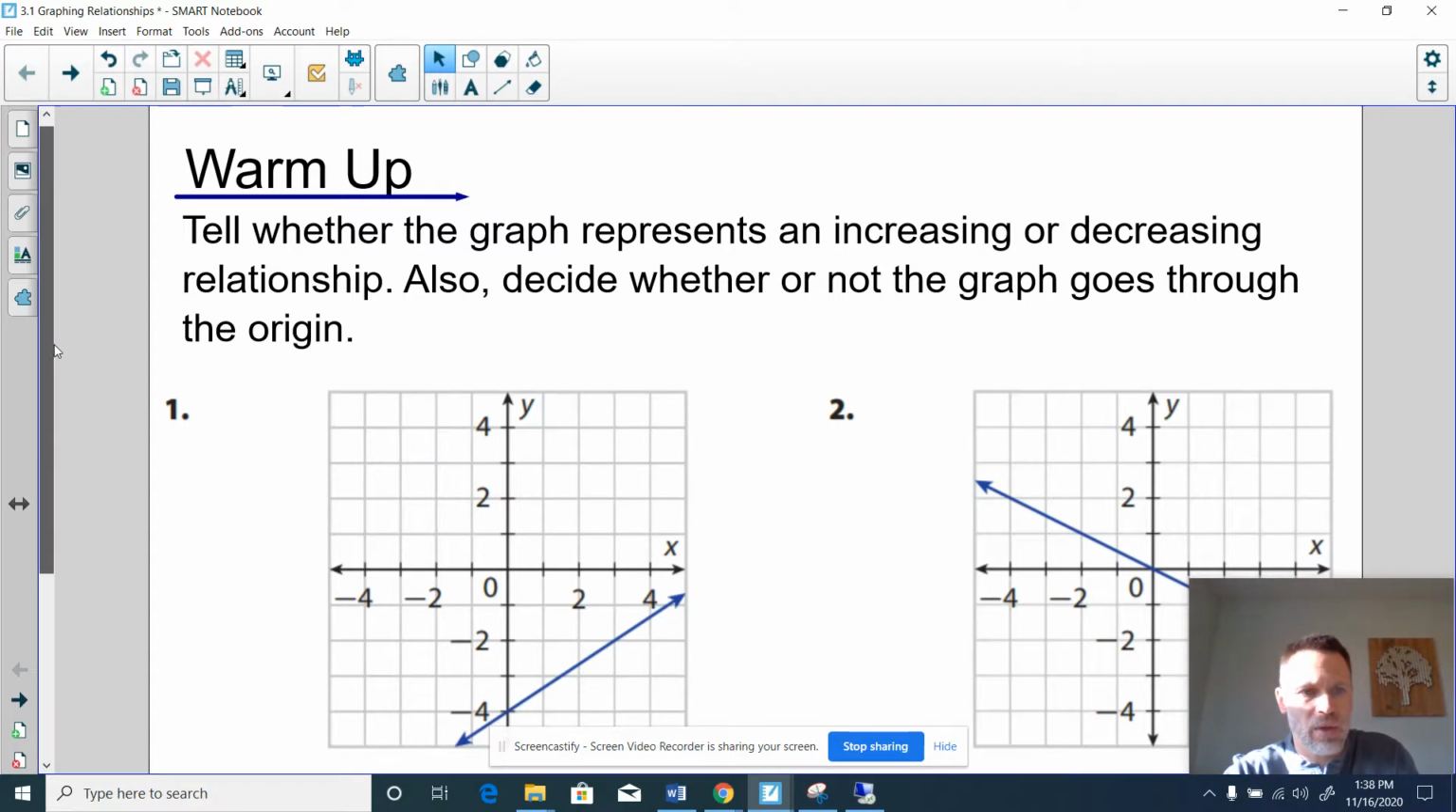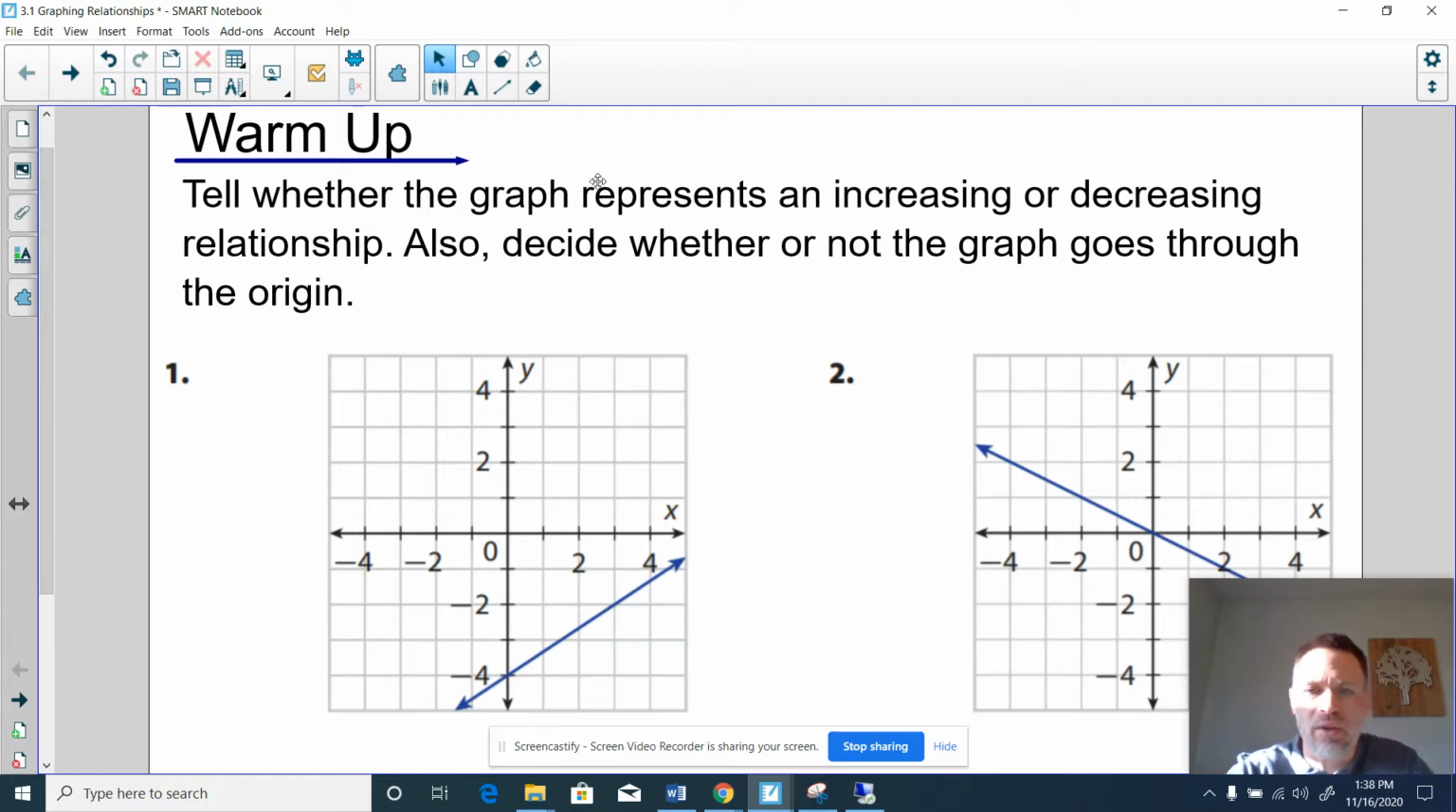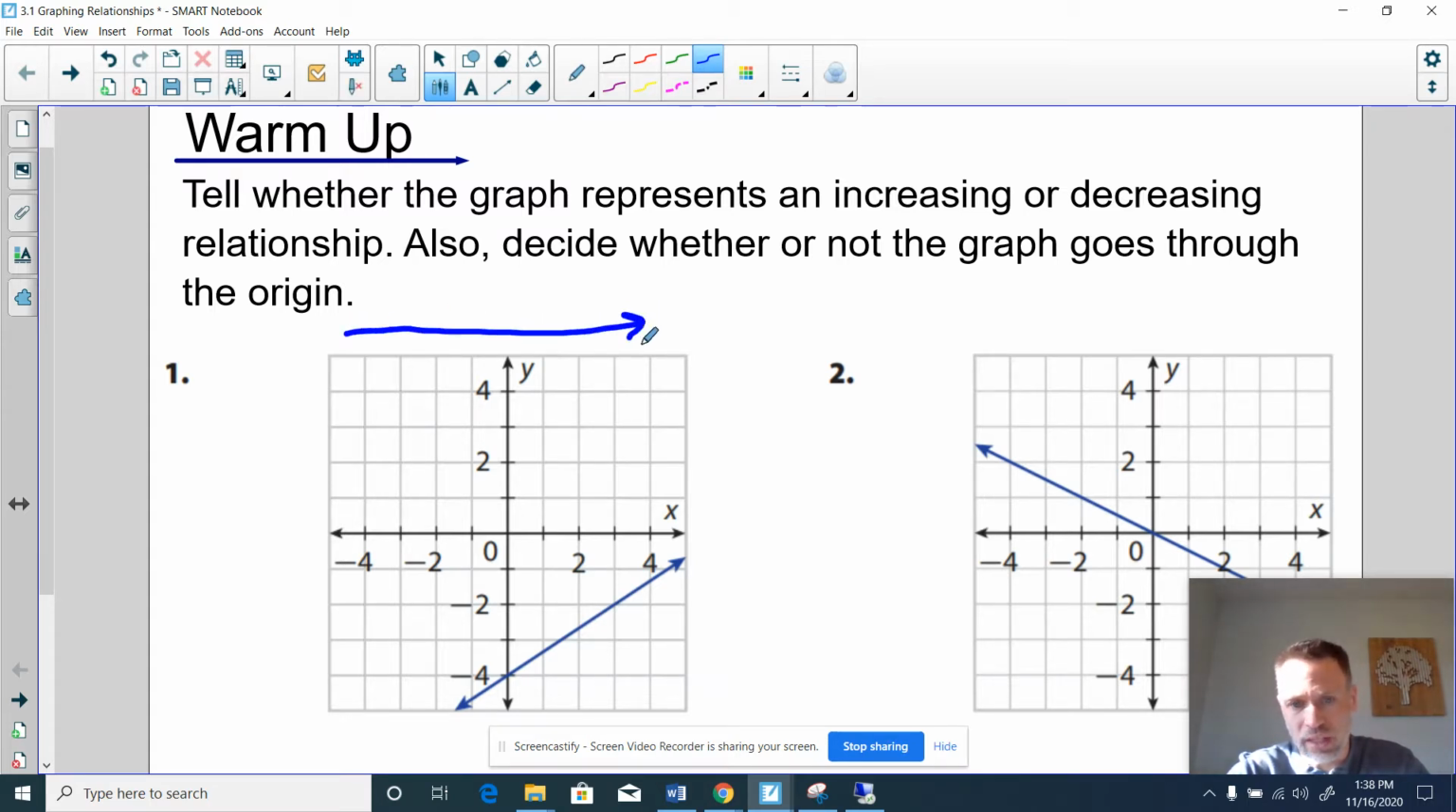So we're going to start here with a bit of a warm-up. It says, tell whether the graph represents an increasing or decreasing relationship. Also decide whether or not the graph goes through the origin, okay? So for graph number one, we first have to break it down to the simplest idea about how we read a graph. So we read graphs from left to right, just like you read a book, okay?